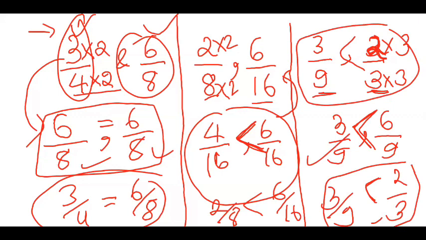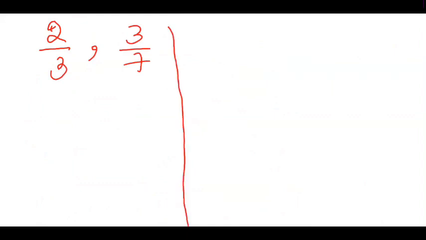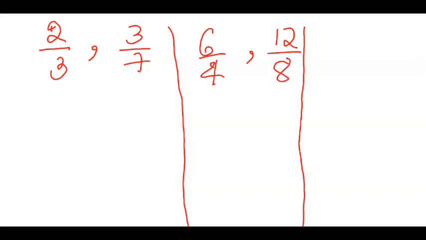Understood. Excellent, mashallah. So this is how you compare the fractions. You have more problems. Anis, you're going to solve this down yourself. 2 over 3 and 3 over 7. So first we check, is 7 divisible in 3? No. Both are not divisible in each other.